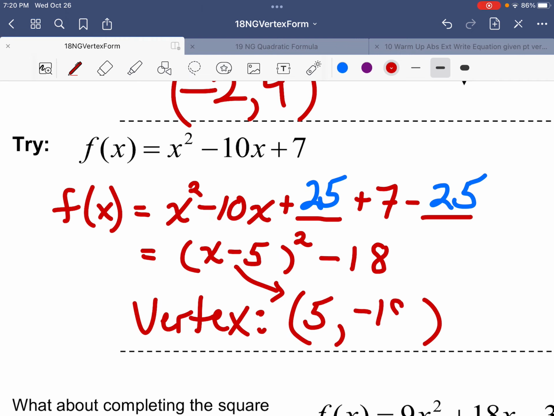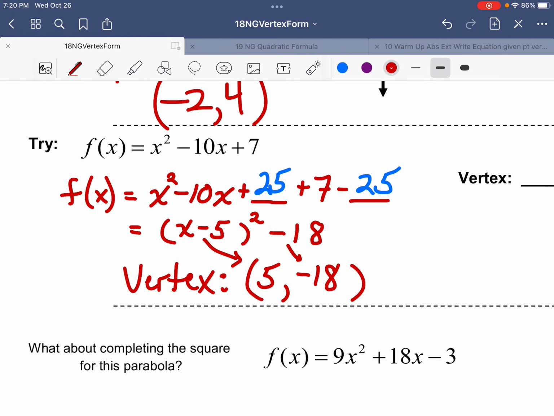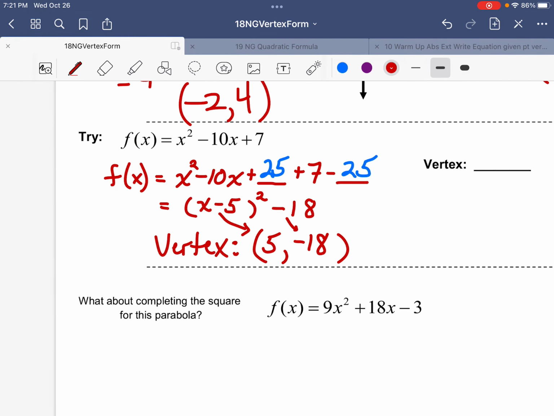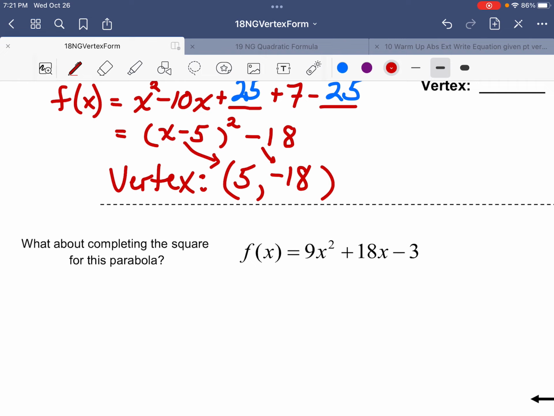Now, please get this part right. Remember, when you have a number on the inside, it's the opposite shift. And then this number at the outside, of course, is going to be my vertical shift. We're not going to bother graphing that one. The whole point was to just find the vertex.